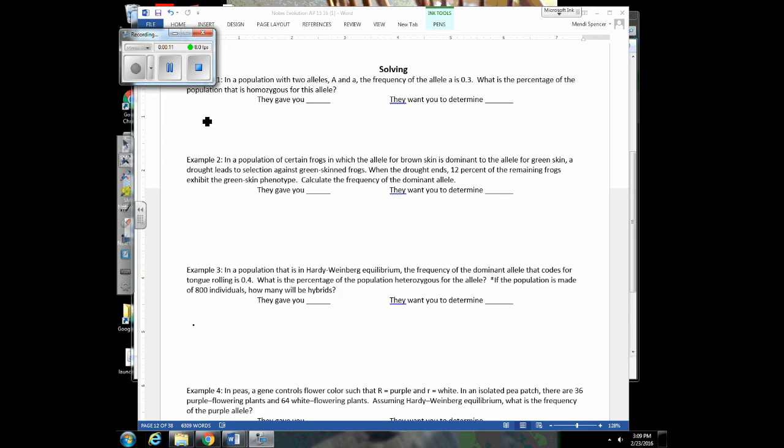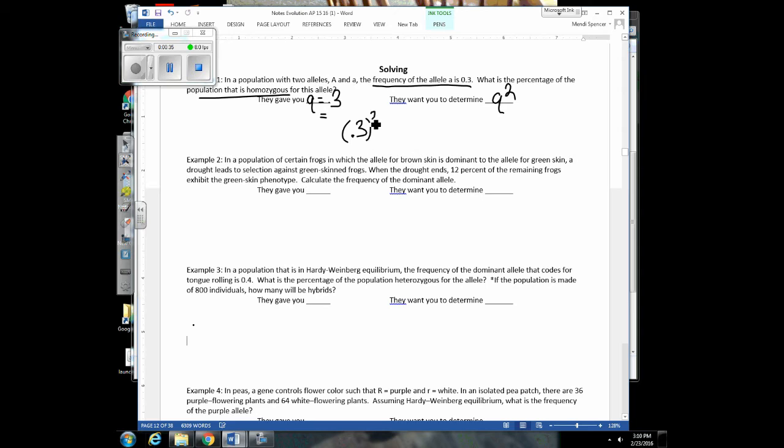So in example 1, they gave us the frequency of this recessive allele. They were giving us q. We said q equals 0.3. They want the percent of the population that is homozygous for this recessive allele, so the percent that's little a, little a, or little b, little b. So they're trying to get us to solve for q squared. If we know q, then this is a pretty easy problem, because we just simply take 0.3 and we square it, and that gives us 0.09.